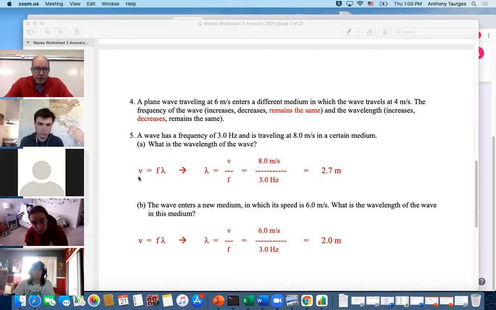So what is the wavelength of the wave? v equals f lambda, so lambda is equal to v over f, and it turns out to be 2.7 meters for the wave in the 8 meter per second medium. If the speed goes down, the wavelength goes down correspondingly to 2 meters. Notice the frequency remains the same.